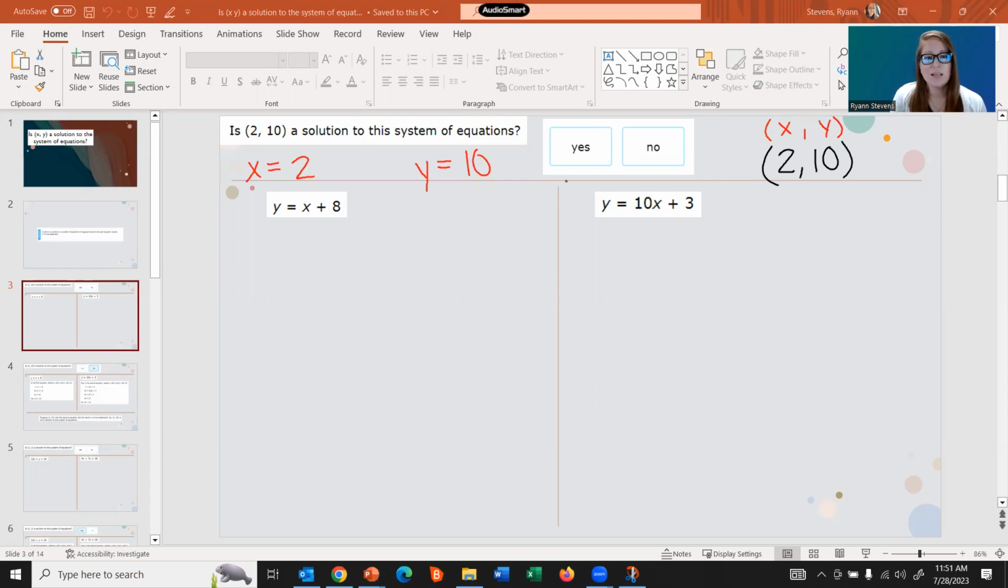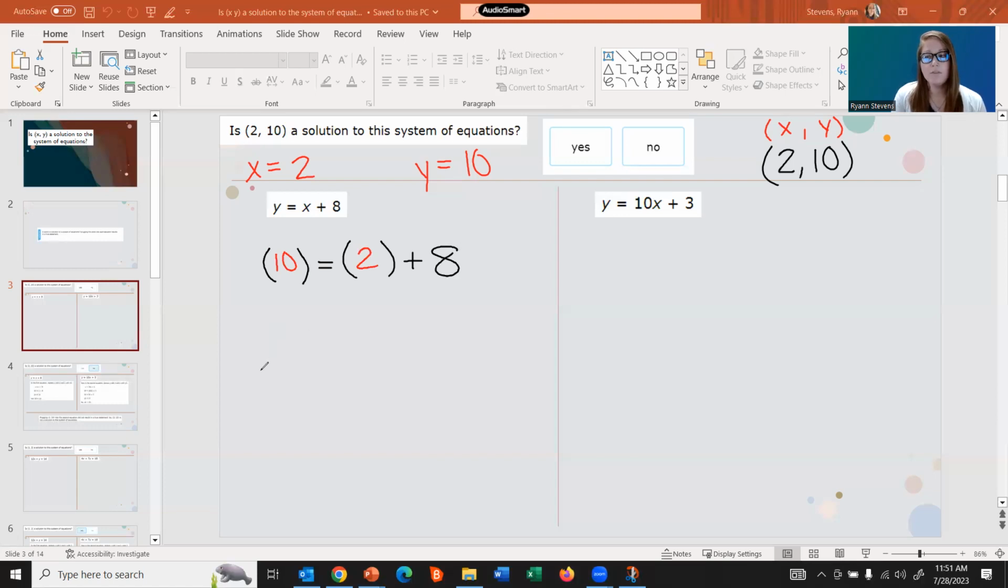So let's first look at this first equation. We've got y equals x plus 8. Our first term here is our y, so we're going to go to our ordered pair and substitute in the number 10 for y. That is equal to, and then our next term here is x, where we substitute in the value of 2, and then plus 8 is just going to stay the same.